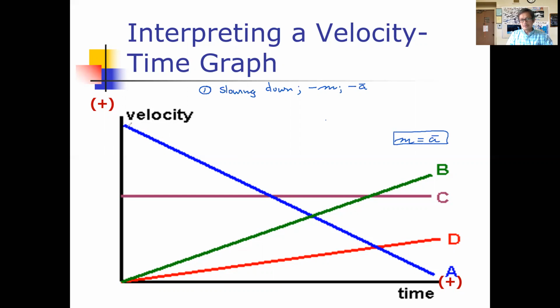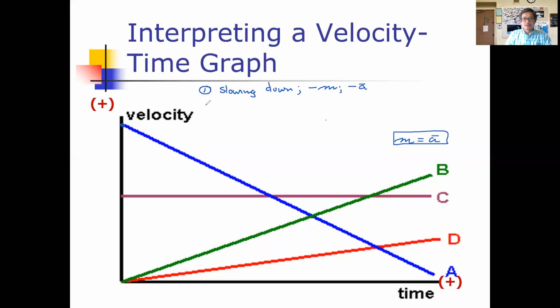We know it's slowing down because it's going from a high velocity here down to a low velocity here, with 0 velocity being down at the bottom here. Okay, so it is slowing down here. So that's object number 1. Okay, let's take a look at object number 2.